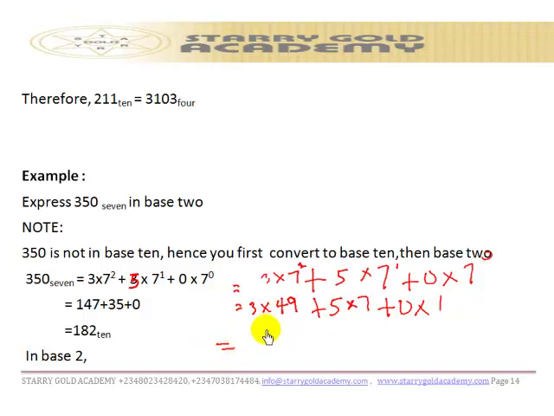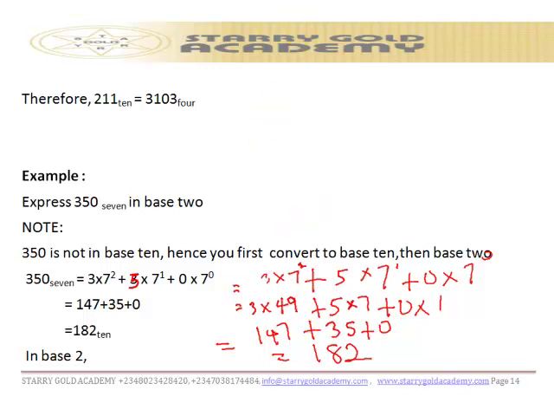49 times 3 is 147. 5 times 7 is 35. 0 times 1 is 0. So 147 plus 35, you're going to have 182. Now what you have done is converted 350 base 7 to base 10.